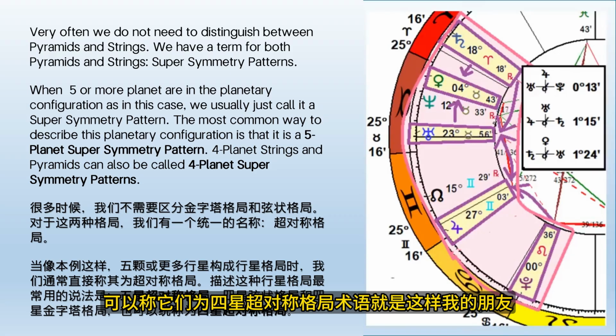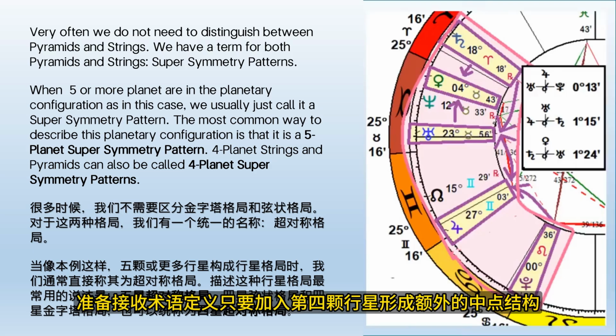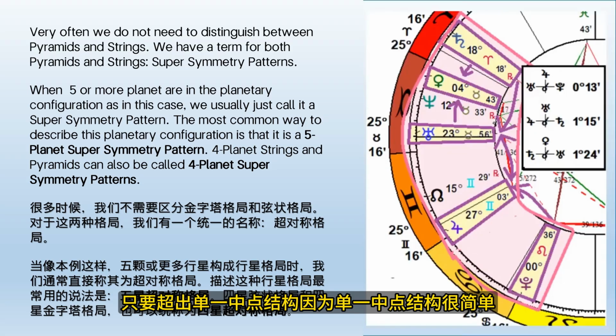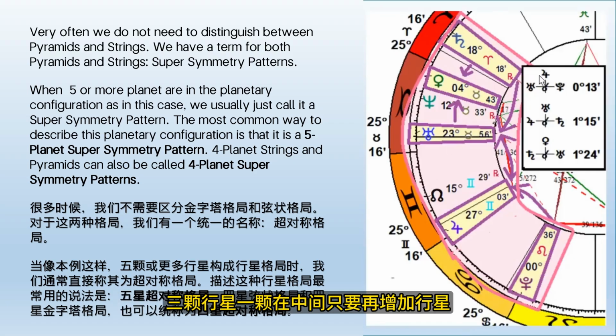So here's the terminology. You ready for this, my friends? The terminology is this. Whenever you get a fourth planet making an additional midpoint structure, that's going to happen with either a string or a pyramid. Whenever you go beyond a simple midpoint structure, and a midpoint structure is a simple idea, it's 3 planets, 1 planet in the middle. Once you go beyond that, I mean you've added more planets.